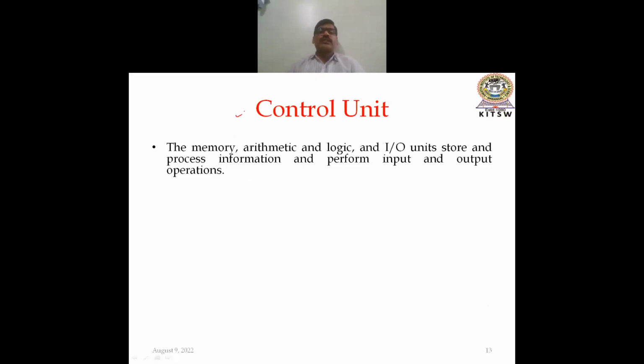Next, another important component is the control unit. The memory unit, ALU unit and IO unit are all connected through a network and are monitored and controlled by this control unit. The operations of these units, memory, arithmetic logic unit and IO units, must be coordinated and controlled by this control unit.